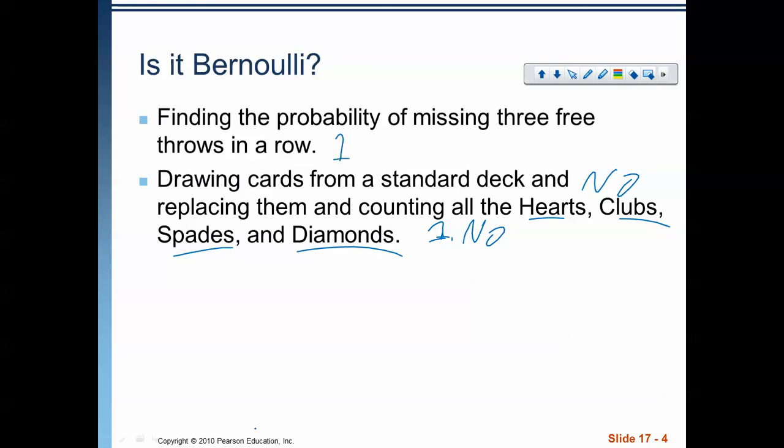Finding the probability of missing 3 free throws in a row. So is it two possible outcomes? Yes, we have make it, complement, doesn't make it. Is the probability of success constant? Theoretically, yes. I mean, if somebody has a 75% free throw rate, it tends to stick around 75%. So theoretically on this one, this is a yes.